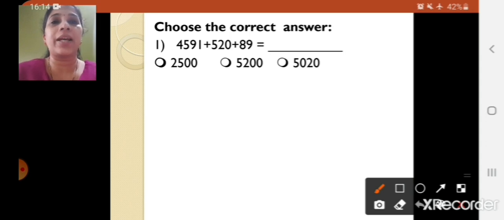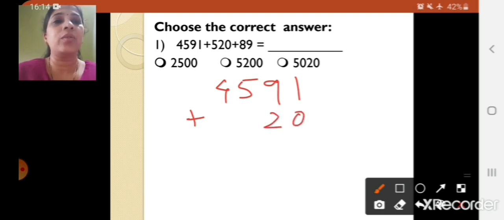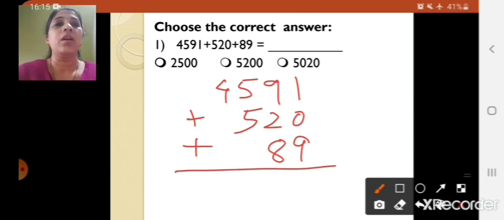First we'll arrange the 4-digit number 4591 plus, next is a 3-digit number 520. So 0, 2 and 5, right? You are writing your numbers starting from your right hand side, and plus next is your 2-digit number, that is 89. So 9 in the units place, 8 in the tens place. Now let's carry out the addition. 1 plus 0 is 1 and 1 plus 9 is 10. So 0, 1 carried over.